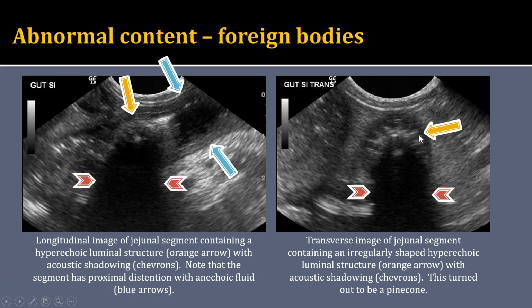In transverse, we can again see this kind of hyperechoic interface. It looks a little bit more irregular and then has discrete shadowing. And then the wall is a little bit more challenging to see here because of our resolution. This foreign object was obstructive and turned out to be a pine cone.